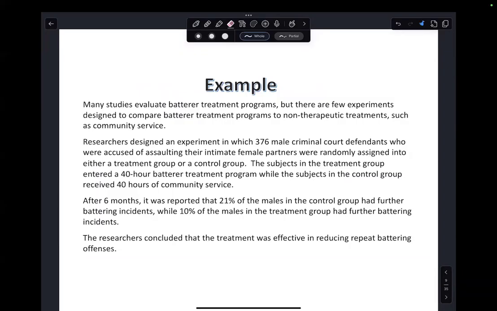After 6 months, 21% of the males in the control group further battered their intimate female partners, while only 10% in the treatment group had further battering incidents. The researchers concluded that the treatment was effective in reducing repeat battering offenses. Man, that's hard to say.